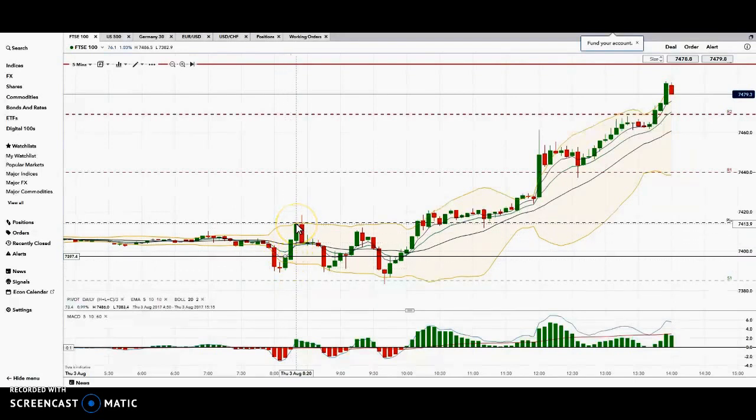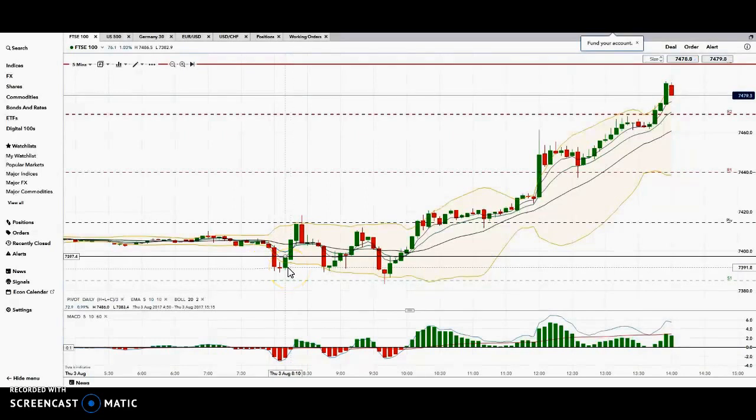The close of this one, which was 8:20, was 74.13, in comparison to the entry, which was 73.97. So that's 16 points. But don't forget, I'm just taking 10 points at a time, which is pretty good.